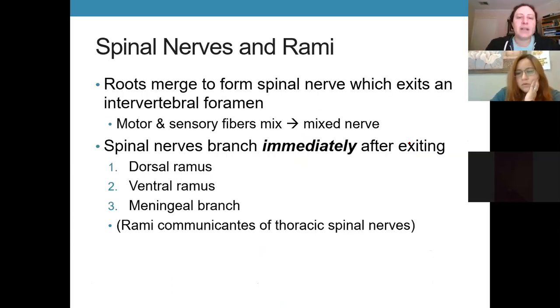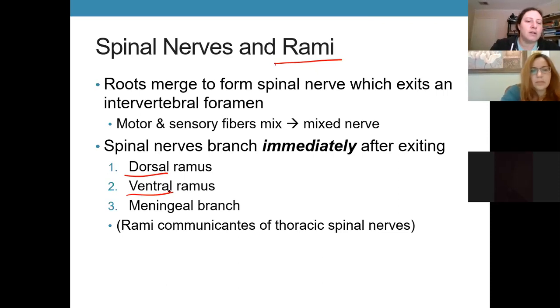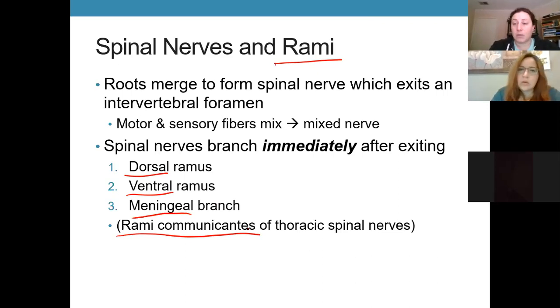All right, so the branches are called rami. Rami is the plural, ramus is the singular. And all spinal nerves branch immediately after exiting those intervertebral foramen into 4 branches. So there's always a dorsal, a ventral, a meningeal, and then there's these guys called the rami communicantes in the thoracic spinal nerves, and I will show you that in a second. These are autonomic, information only.